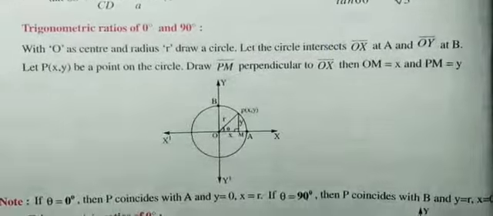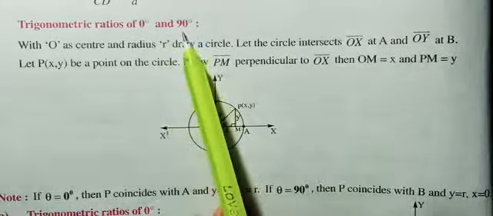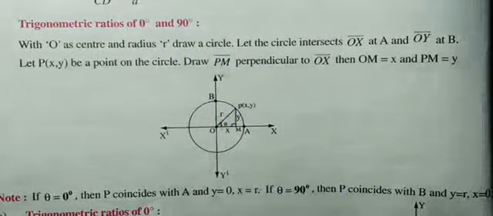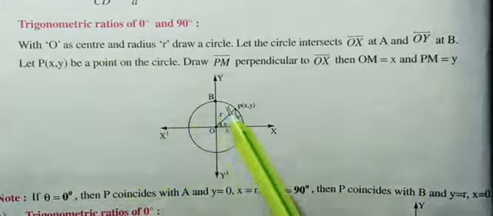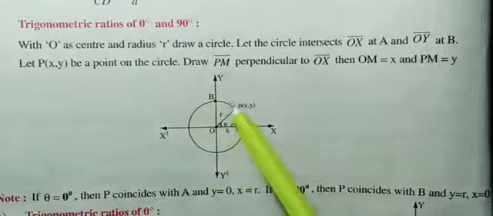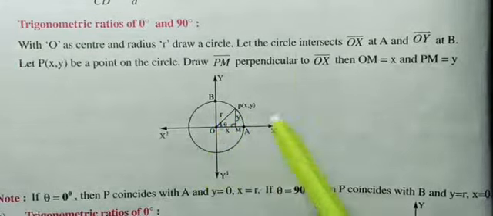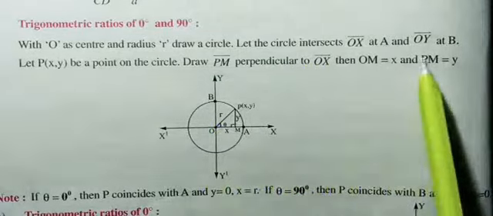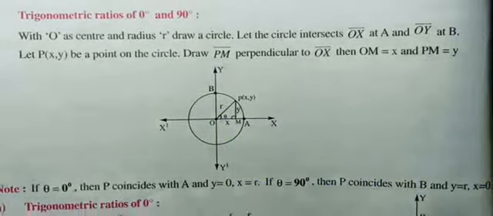another important thing, that is the trigonometric ratio of 0 and 90. This we have to remember. For that, we have to take O as center and R as radius, and we are again drawing a circle. So here my OM is equal to X and PM is equal to Y, and this is my R.